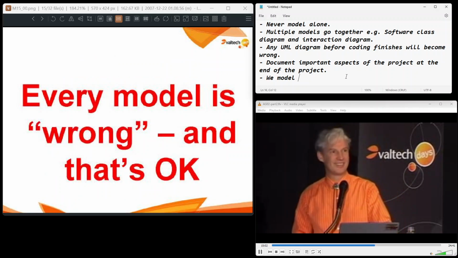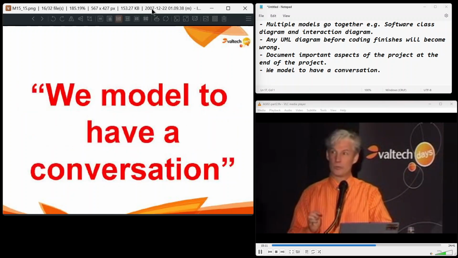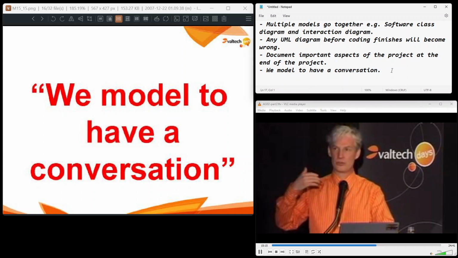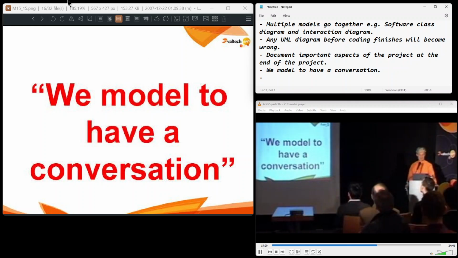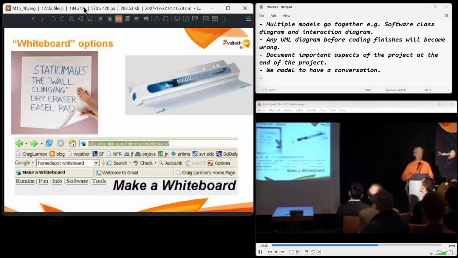And every model is wrong, and that's okay. That's the attitude you should have. Every model is wrong, and that's okay, because models are not documentation. They're inspiration. The presence of them is to create a context for a conversation at the whiteboard. We model to have a conversation. Now, how do you make giant whiteboards? There's lots of options. I'll show you one that we frequently use.